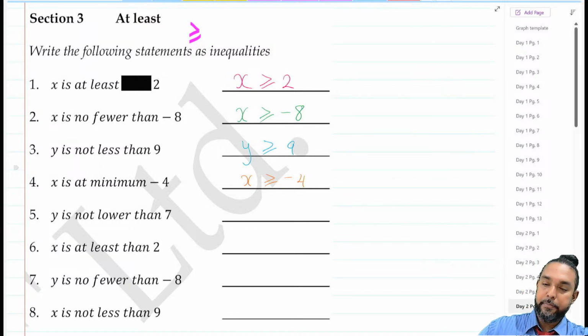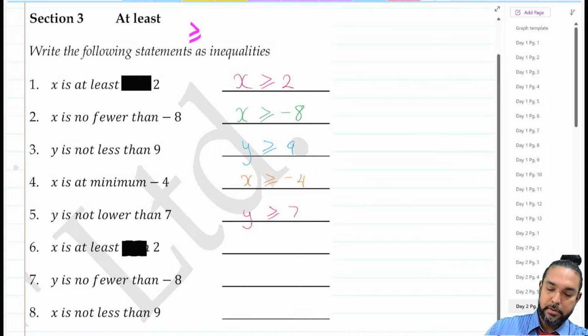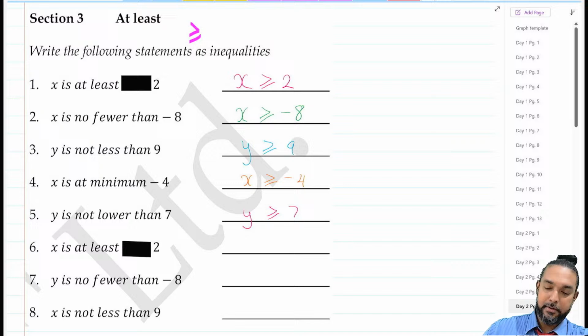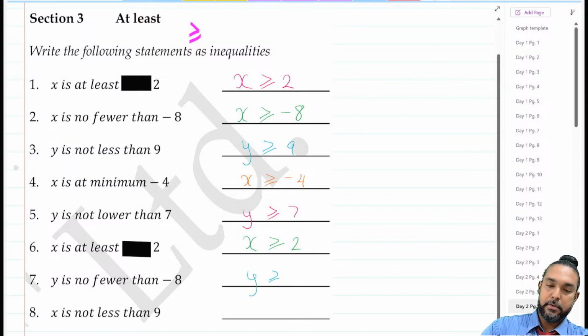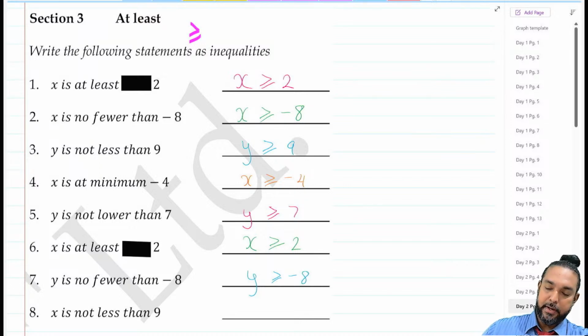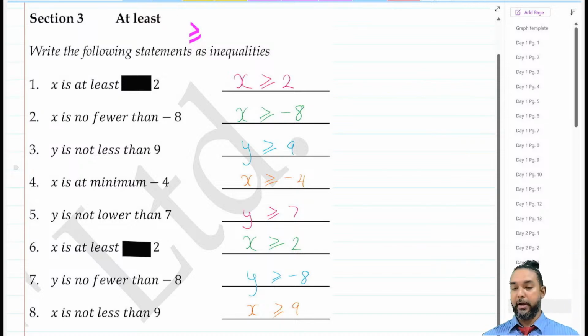Okay, going again. Y is not lower than 7, so it's greater than or equal to 7. X is at least 2, so x is greater than or equal to 2. Y is no fewer than 8. And x is not less than 9, so it could be greater than or equal to 9.